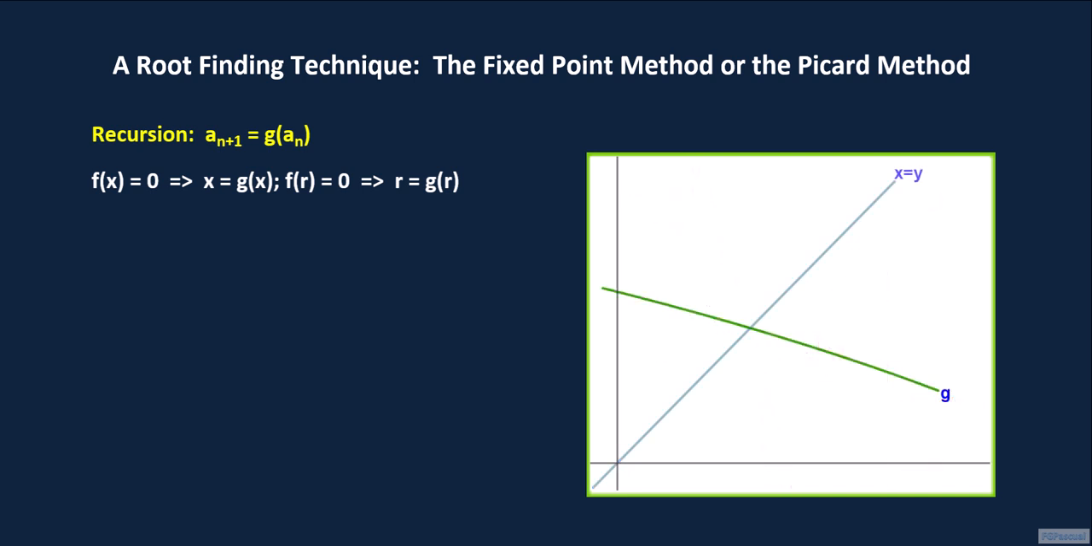We superimpose the line x = y with the graph of g, since we are after an intersection point between the two curves. From the first estimate a_1, we proceed vertically to the graph of g to find g(a_1). g(a_1) is a_2. We proceed horizontally to the point a_2 on the line x = y. Then we go vertically to the graph of g to find g(a_2). g(a_2) equals a_3. We proceed horizontally to the point a_3, and so on.